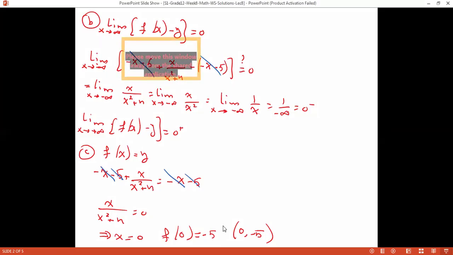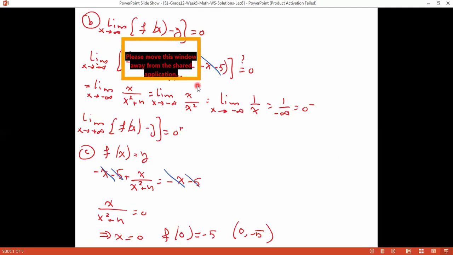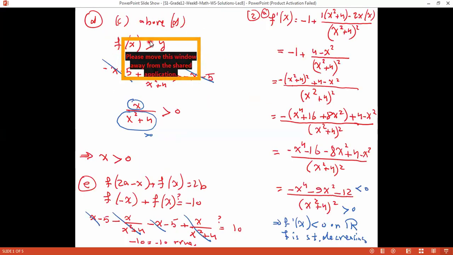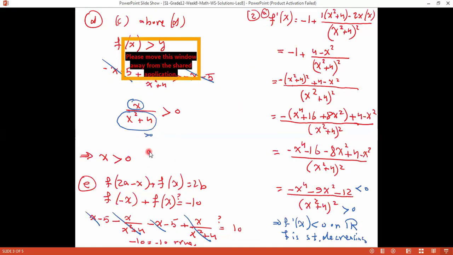Let us now continue. Okay, so what's the second question here? We need to determine x so that C is above D. So this is a relative position between the curve and the line D. We study it as if we are doing the relative position. If C is above D, then f of x is greater than y. So we solve f of x greater than y, we get x over x squared plus 4. You know that x squared plus 4 is positive for every x. So x should be positive in order to have a positive value. So x is greater than 0.